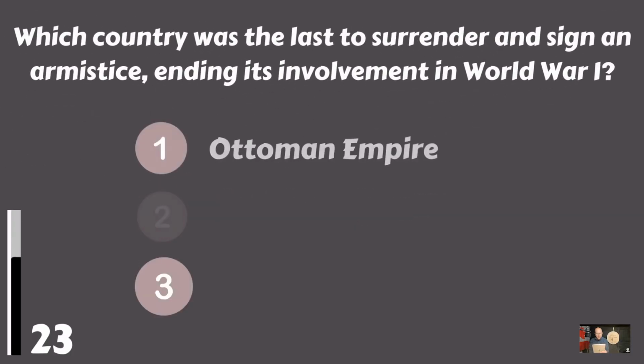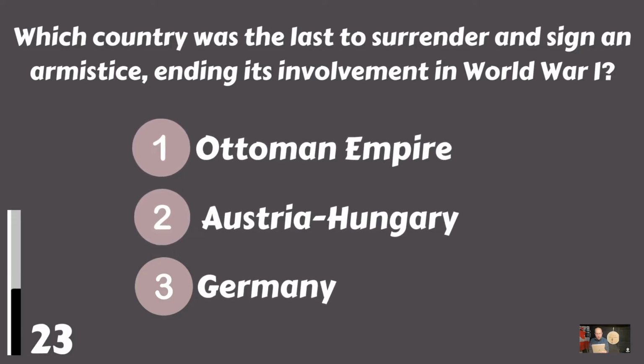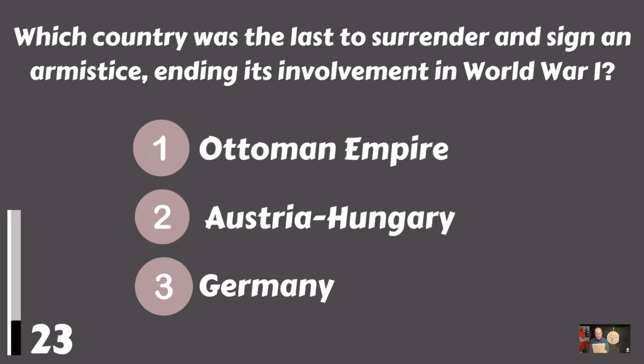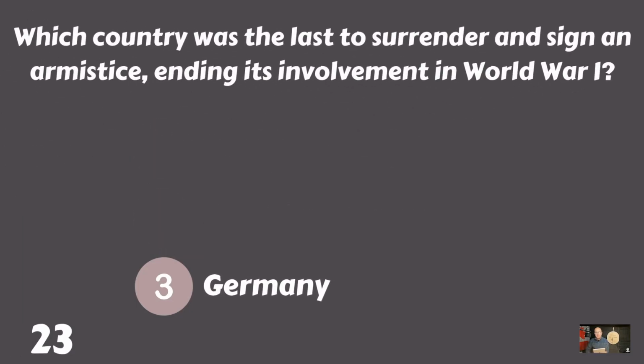Which country was the last to surrender and sign an armistice, ending its involvement in World War I? Was it the Ottoman Empire? Was it Austria-Hungary? Or was it Germany? The last to surrender was Germany.